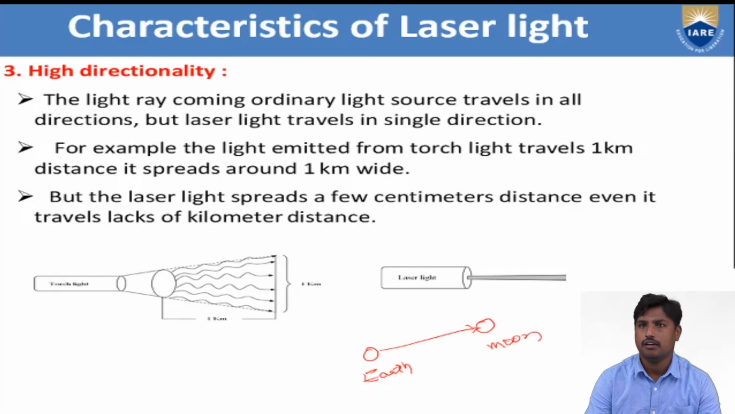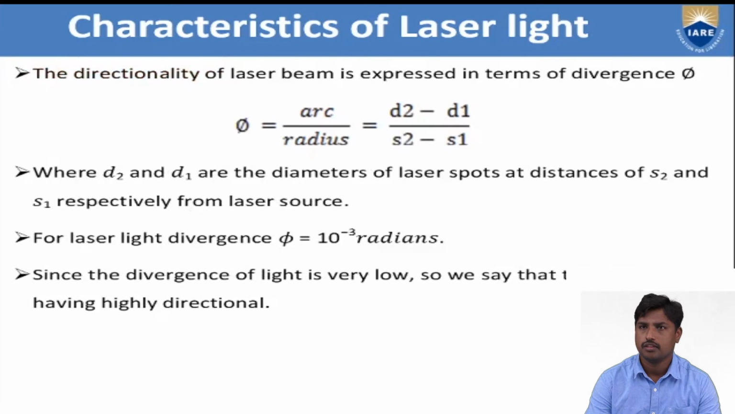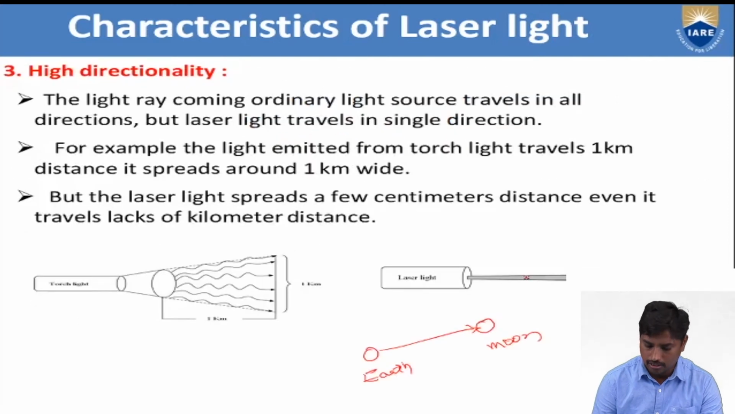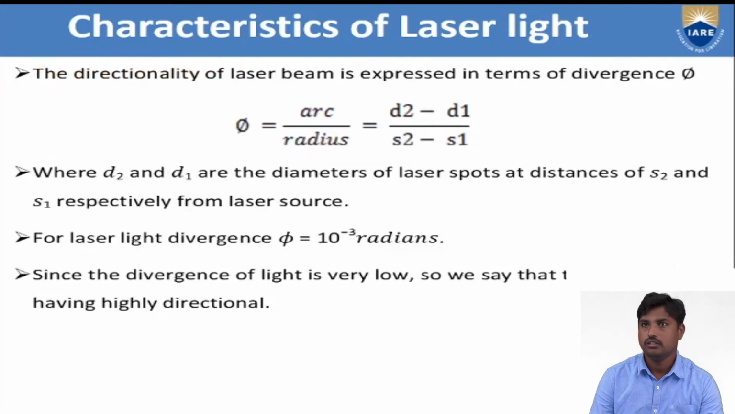The directionality of a laser beam is expressed in terms of divergence. Suppose I take 2 points on the laser light. This is the first point and this is the second point, and the diameters are D1 and D2, and the radii are S1 and S2. So what is the relation for divergence? Arc by radius. For laser light, divergence is 10 power minus 3 radians only. Since the divergence of the light is very low, we say that laser light has high directionality.